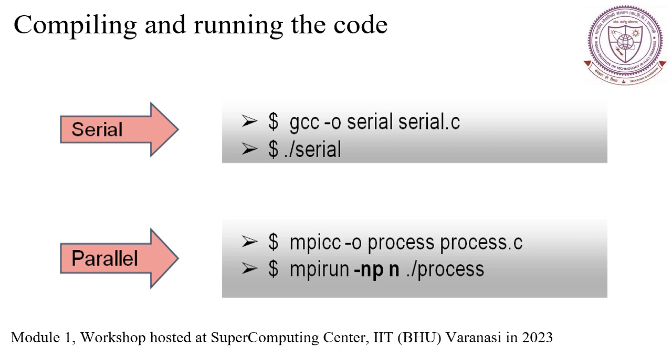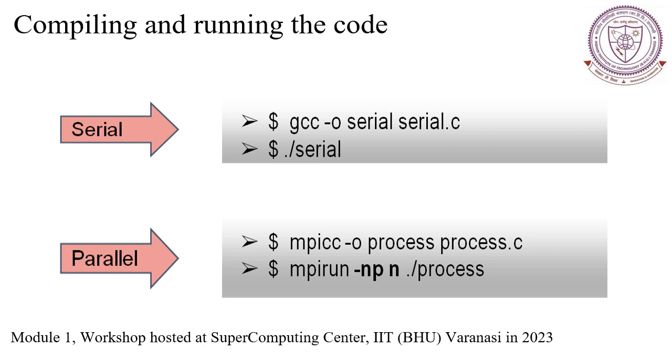So the command mpirun, which I have given, -np n ./process, runs the executable file process using n processes. The mpirun command is used to launch MPI programs. The -np option tells mpirun to use n processes. For example, the following command would compile and run the simple program process.c using 4 processes. Let's take an example: mpicc -o process process.c, and then mpirun -np 4 ./process. So what will happen?